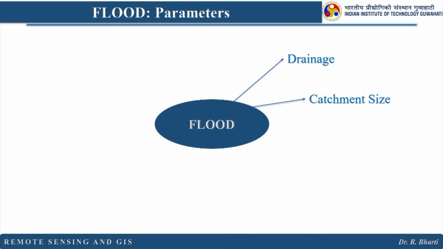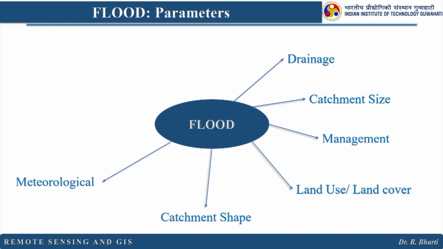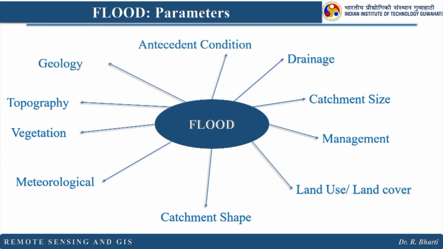Let us see the first parameter which we need for flood studies, that is your drainage pattern, which you can easily derive from remote sensing. The next one is catchment size, that is also possible from remote sensing. Management, land use, land cover, that also comes from remote sensing and GIS. Catchment shape, meteorological parameter, that is from other sources. Then vegetation, then topography, then geology, and then antecedent condition. So these are the parameters which play a very critical role in flood analysis. Many of them can be derived from remote sensing and GIS.